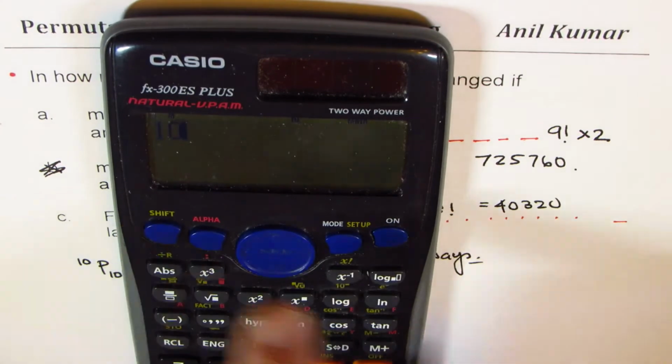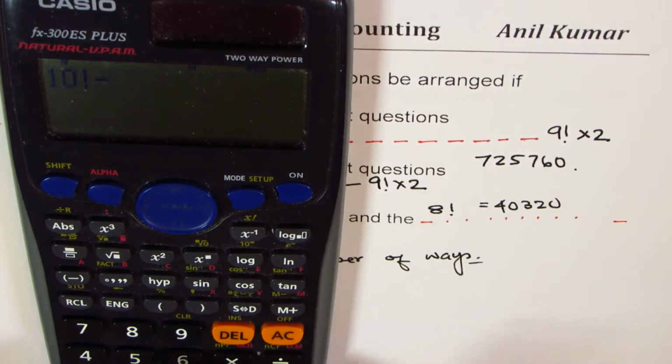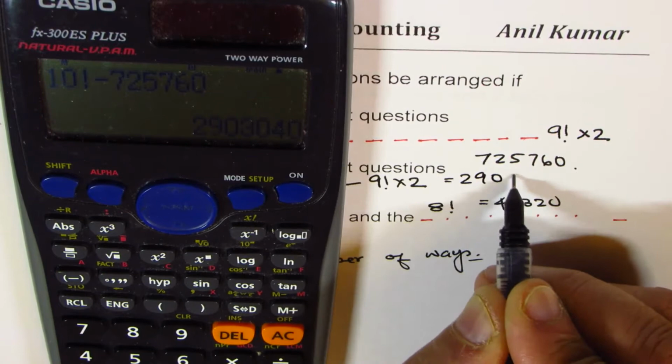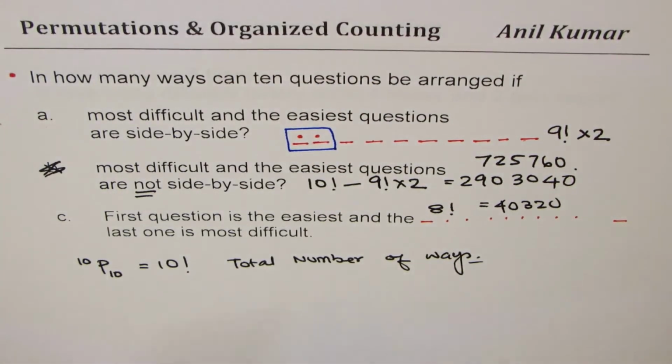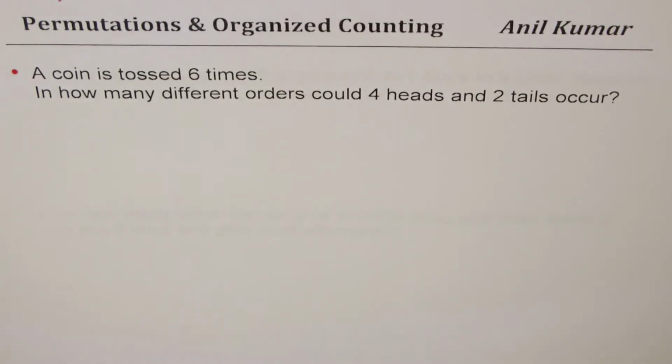So it is 10 factorial, take away 9 factorial times 2. Let me write down this number itself, which is 725760. So we get a very big number, which is 2903040, correct? So that is what we get. Okay. So this is when they are not placed side by side. So you have to figure out all combinations, take away the first one. So I hope that makes sense. Let's move on. Here is the next question.